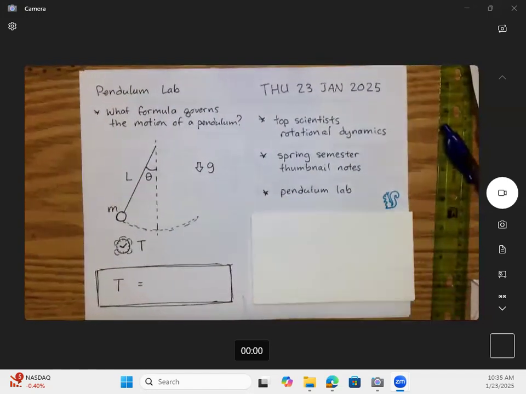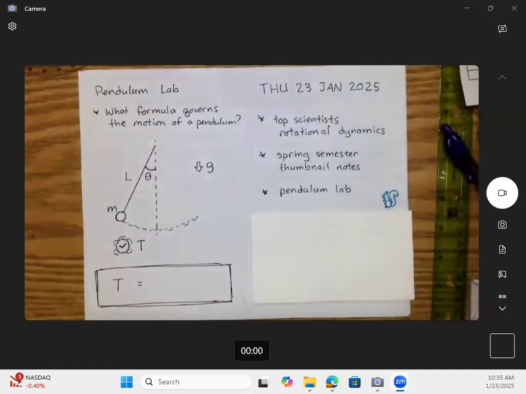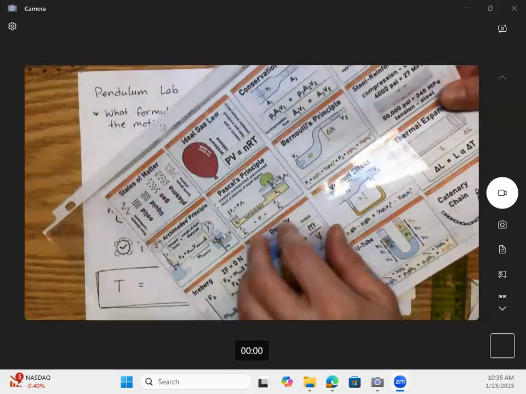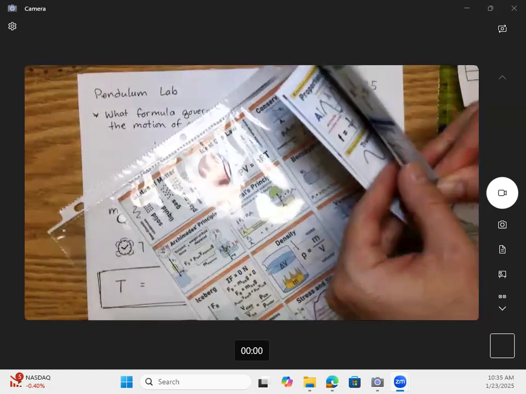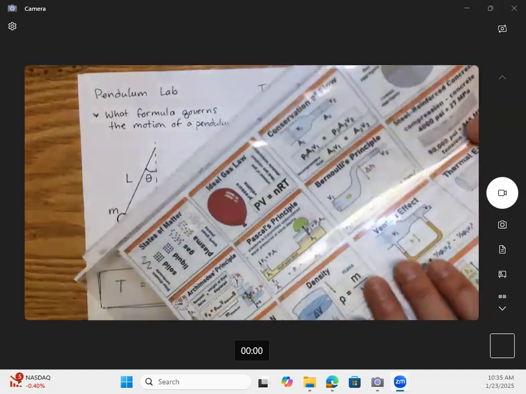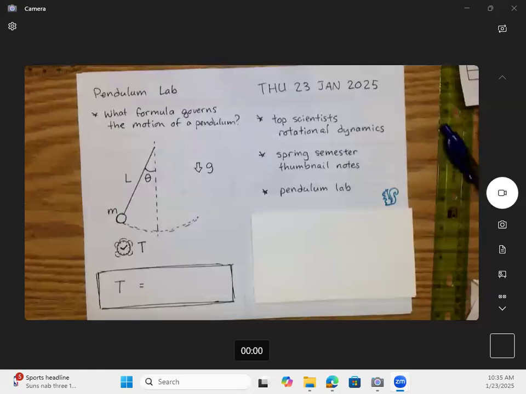All right, so we are moving on to a whole other set of topics. You guys have materials at your desk for a pendulum lab. That's what this is leading to. And you guys have all new thumbnail notes. So these are spring thumbnail notes. I give you guys these in this plastic sleeve. There's a bunch of pages here. So these are all new. This is for you guys. Of course, you guys keep this. Right. So there's your spring thumbnail notes right there.